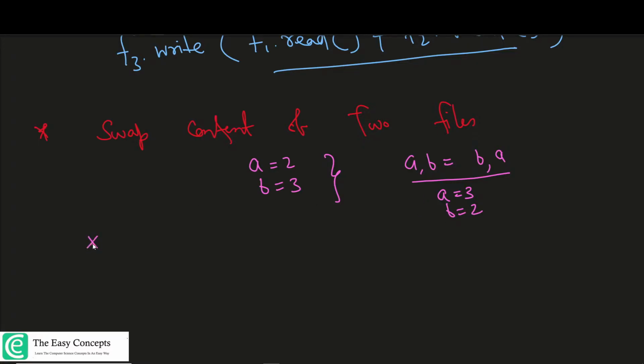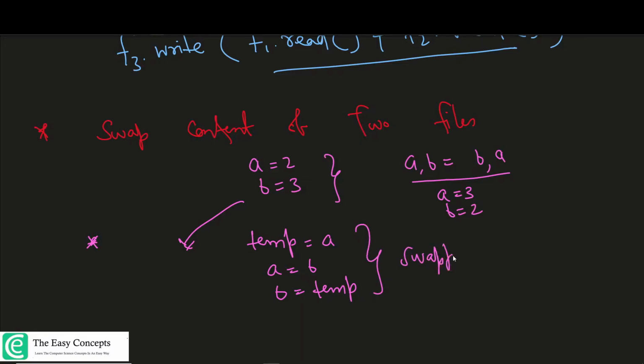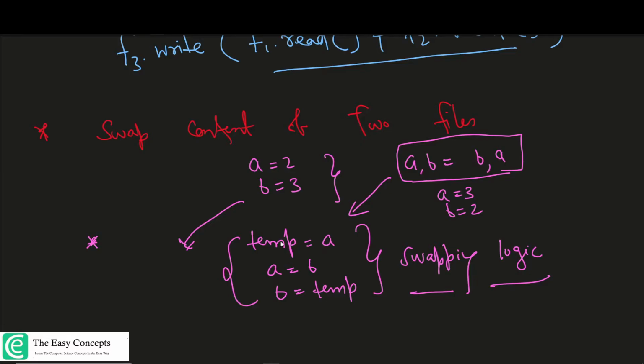But in other programming languages you can also do this thing. There is a temp variable in which you can pass A, and then to A you can assign B, and to B again you can assign temp. So this is the swapping logic in most of the languages like C and C++, but Python provides this short thing which is basically this one. You should always be aware of this logic if you are working with C or C++.